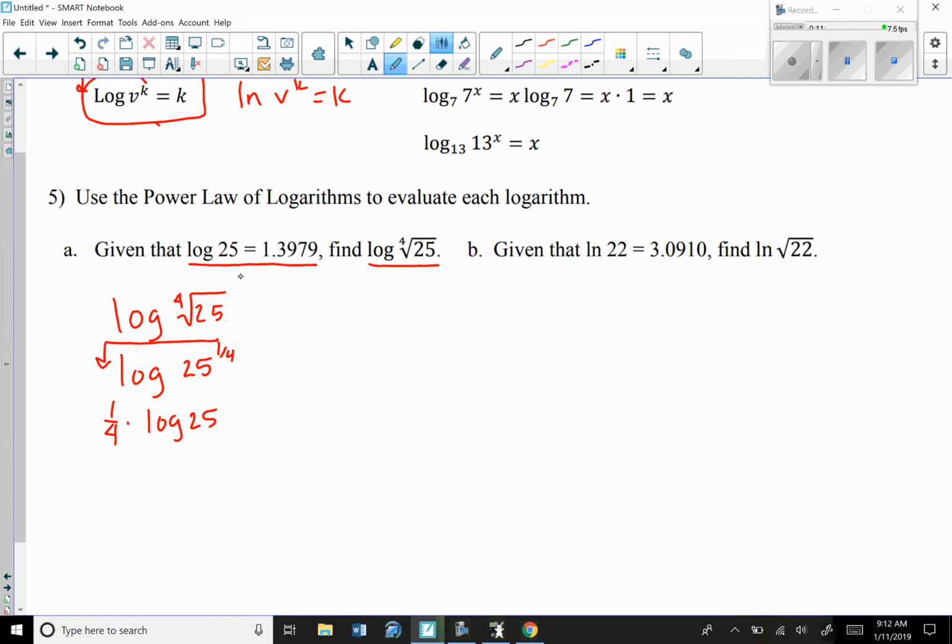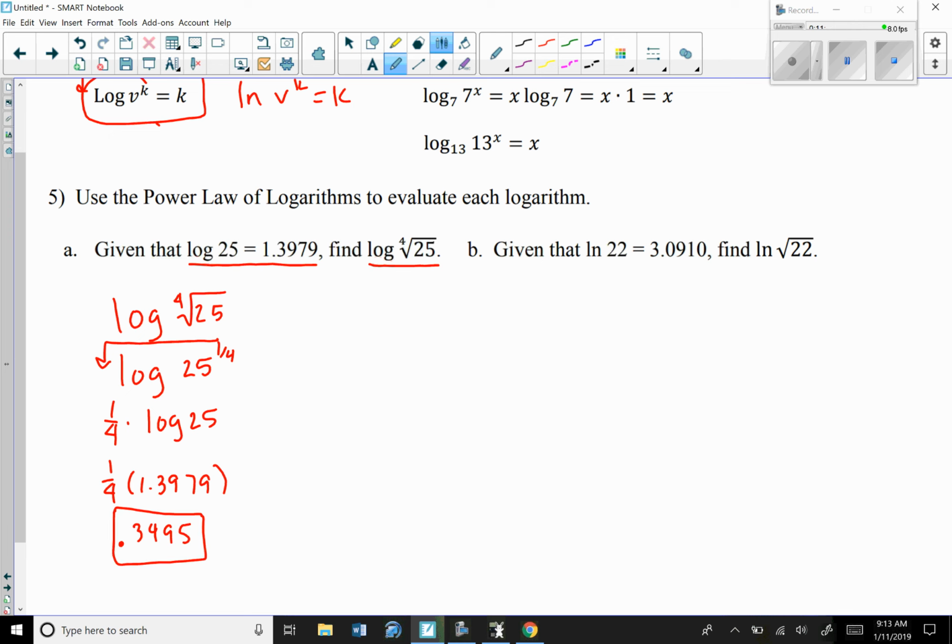We're given that the log of 25 is actually equal to 1.3979, and then all we have to do is go ahead and multiply that. So when you multiply that, you get 0.3495.